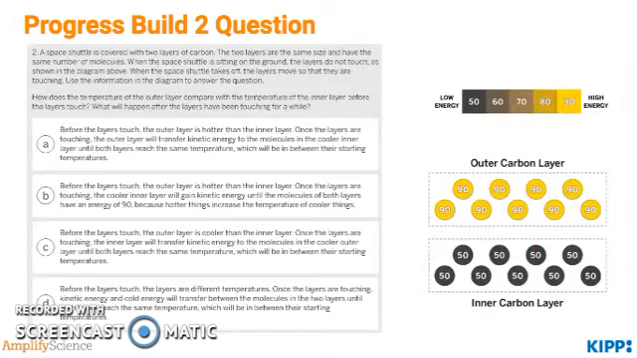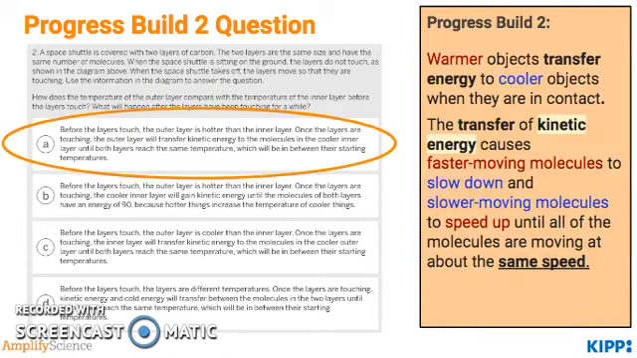Here's another chance. Our progress build 2 question is a little bit longer. I'll give you a chance here to pause and try it out. Congratulations to those of you who chose A. This question is not just about which way the energy will transfer, but when the energy transfer will stop as well. Energy transfers from hotter to cooler things and will stop once the temperatures are equal.